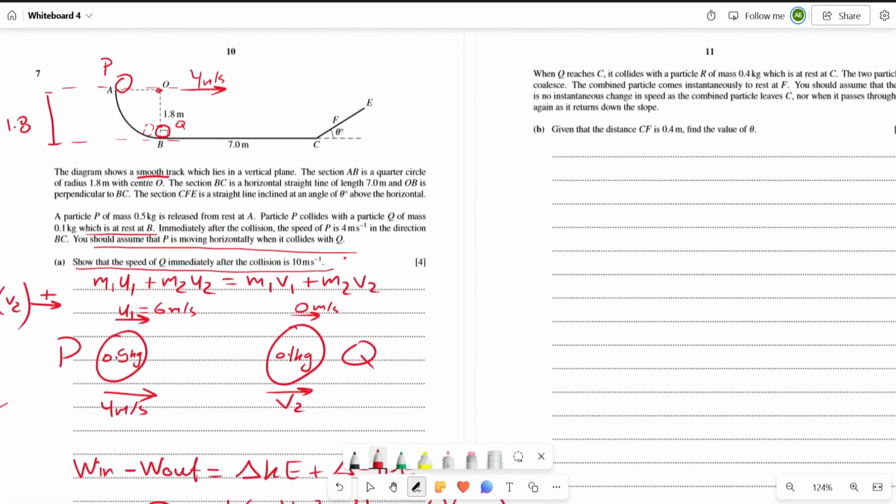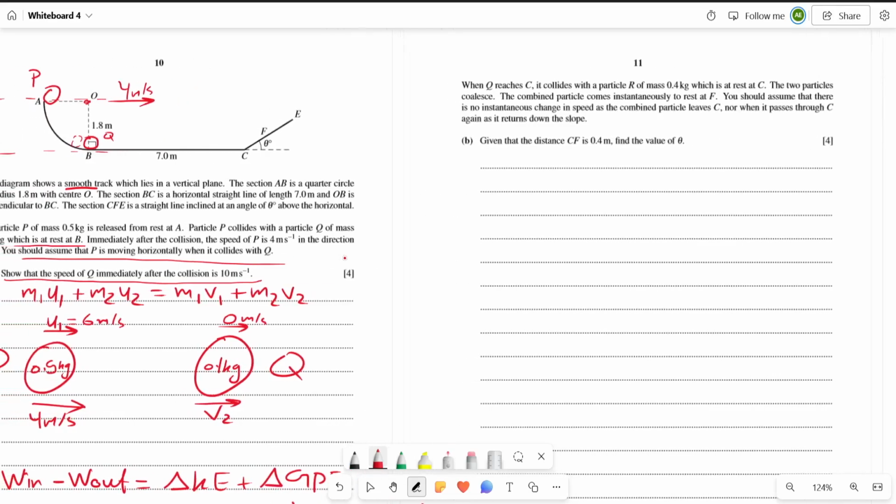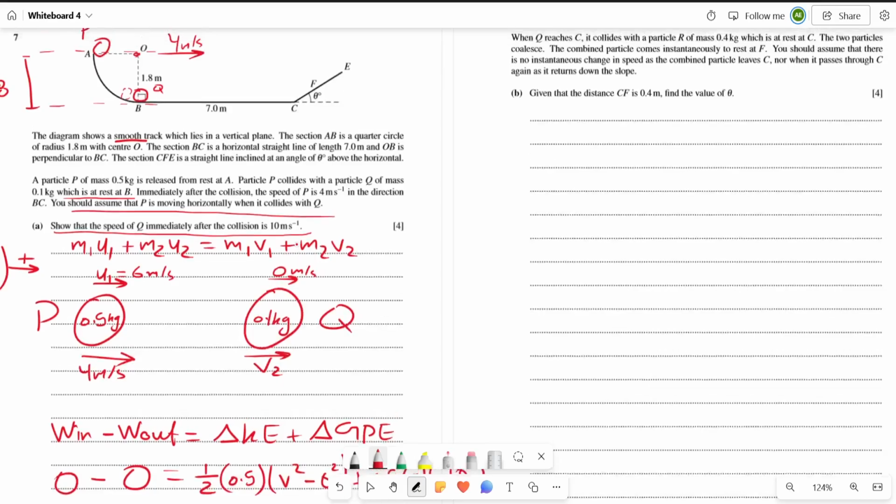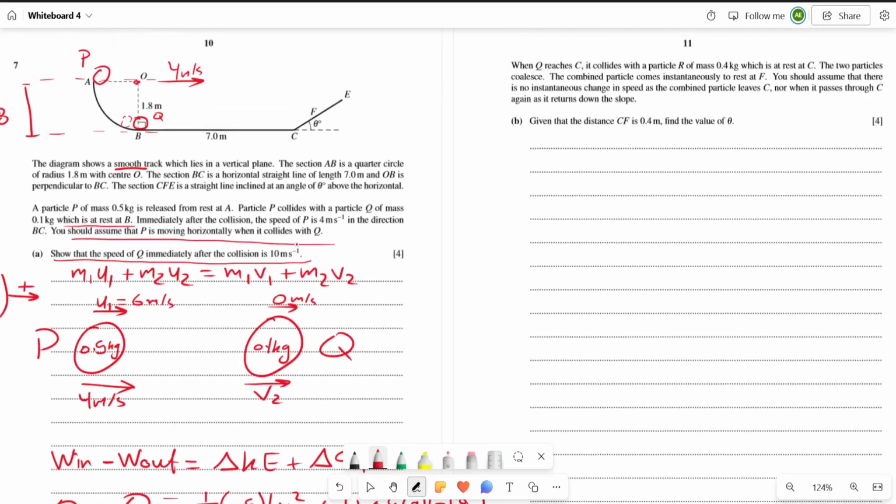Now, let's read part B. Part B says when P and Q collided, Q is going to move to the right with a velocity of 10 meters per second. Can I ask you something? Is Q going to slow down, or is it going to keep on moving with this velocity? Ask yourself. If you said slow down, I'm going to tell you you are wrong.